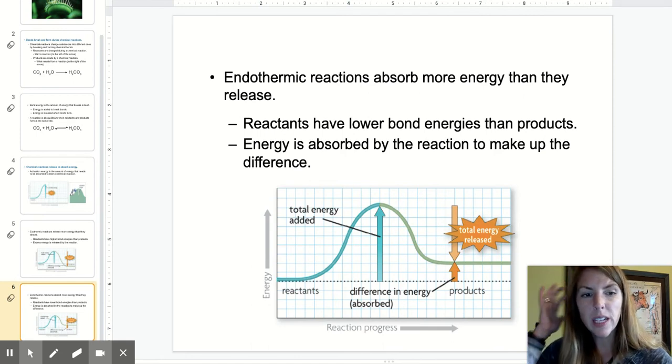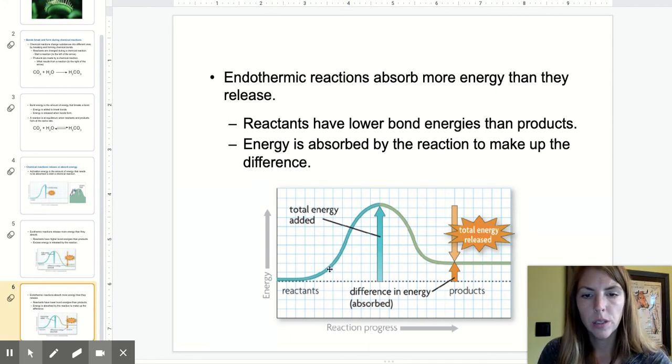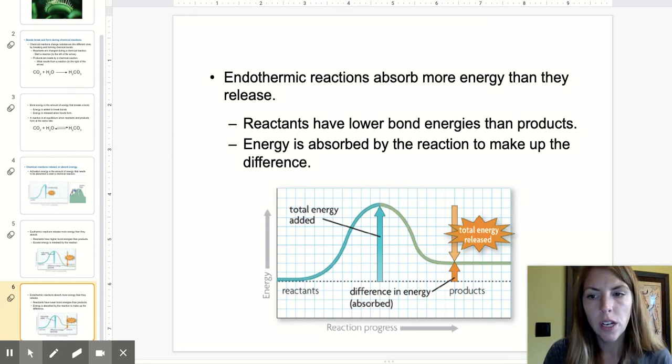So endo, think inside, in, as opposed to exo, outside. In an endothermic reaction, looking at the progress of the reaction, the amount of energy at the end is higher than it started, which means the energy is absorbed. And that is our basic lesson on chemical reactions. Two types are exothermic and endothermic reactions. And in the next video, we're going to look at the details of the graph more closely.